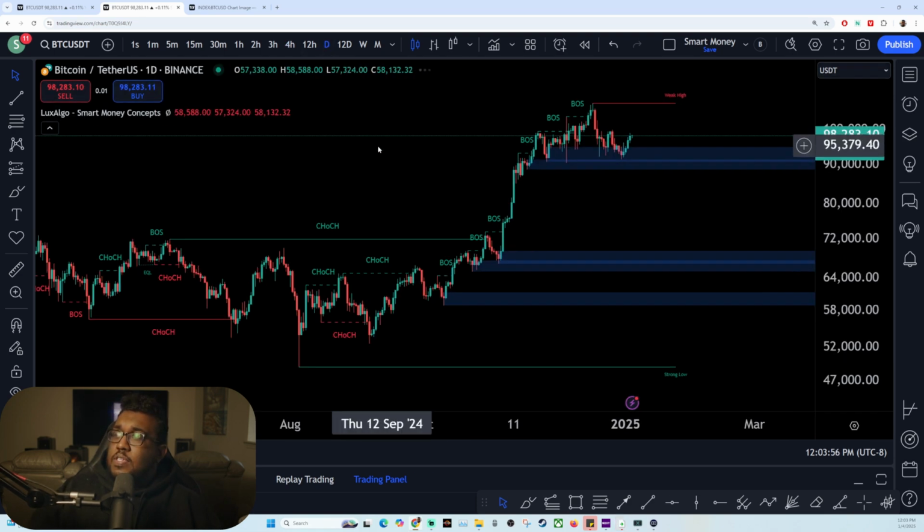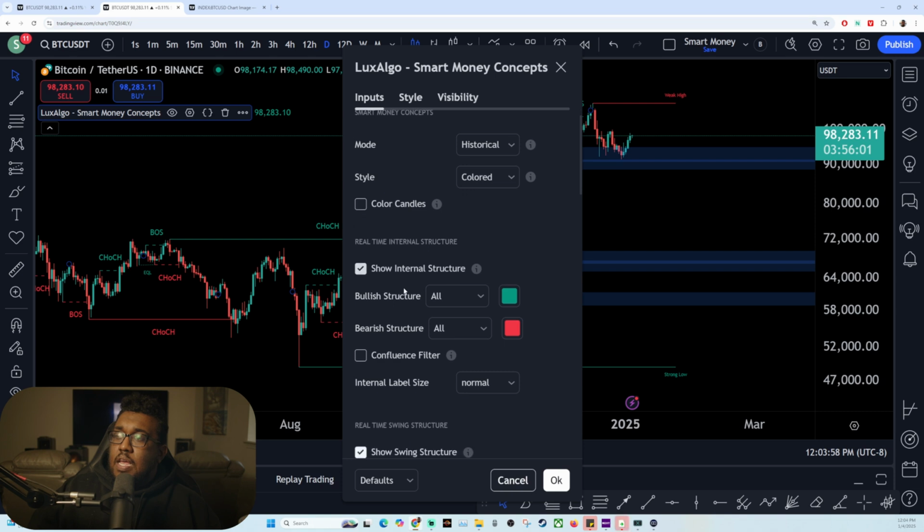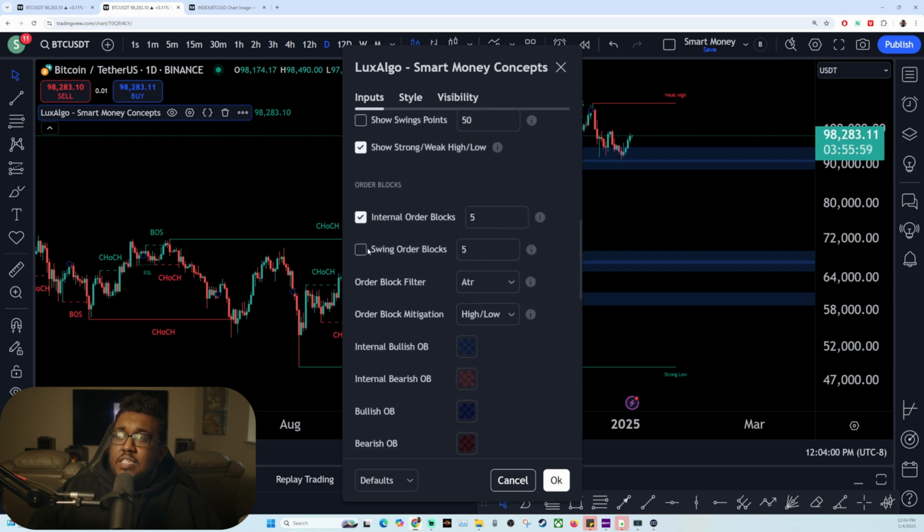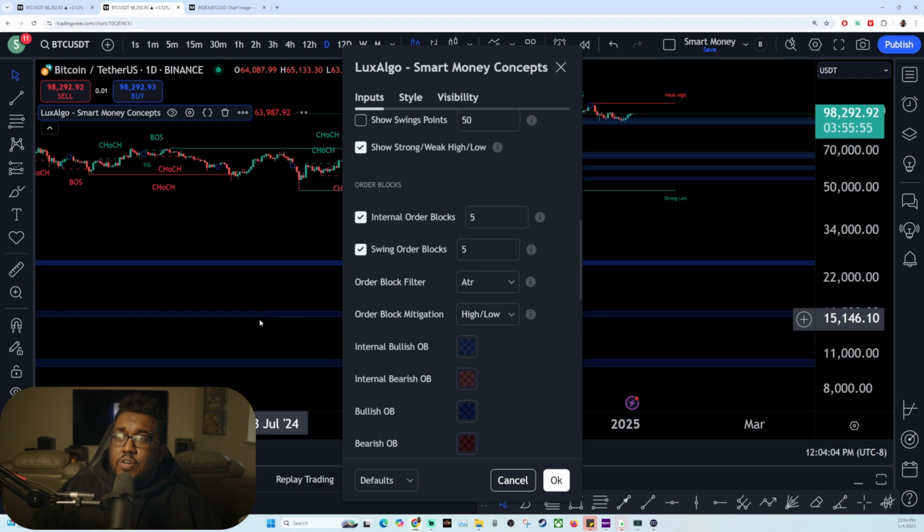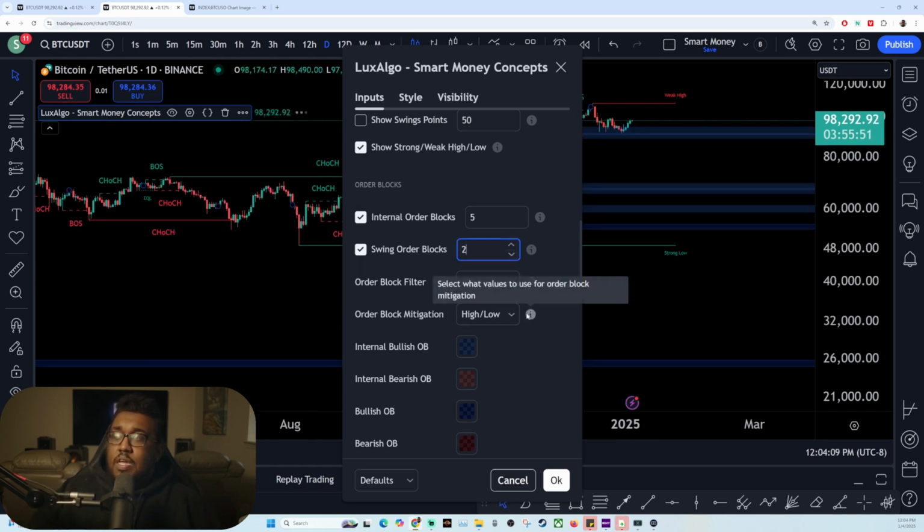I'm going to go back over here to the daily chart, zoom out a little bit more. And for most of you guys, I think you can really use both of these, honestly. But with swing order blocks, you see how it's trying to zoom out a lot. Maybe you only need to see the last two, and that maybe helps you out a little bit, just showing you the really important ones. Other than that, it's really a personal preference.